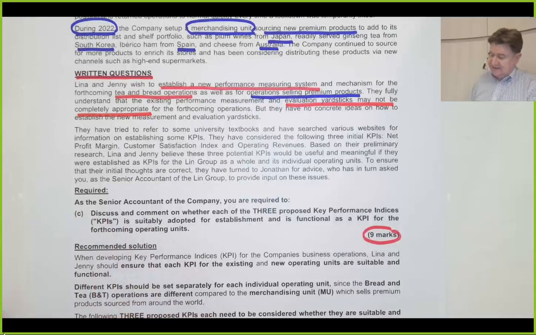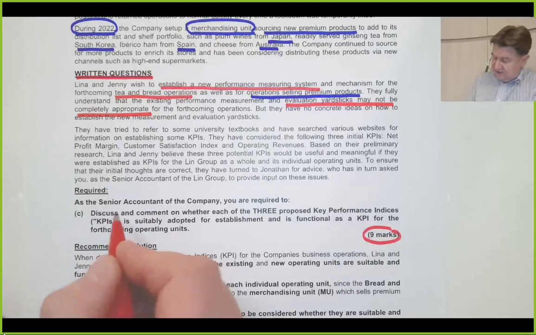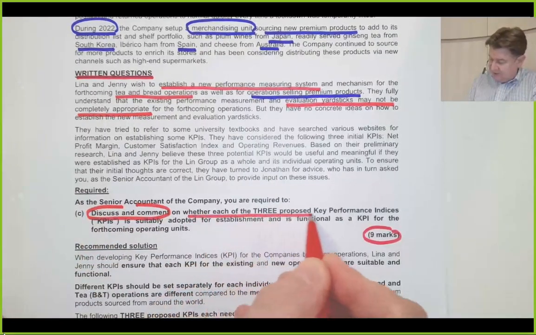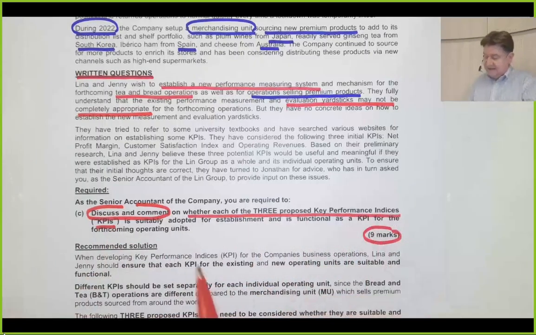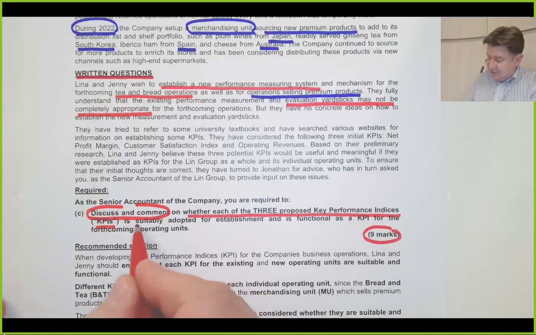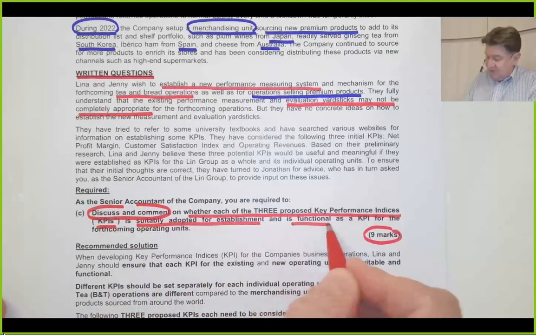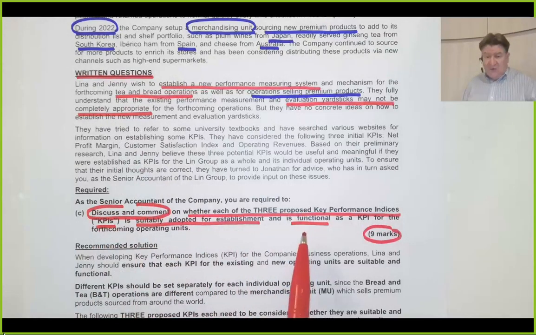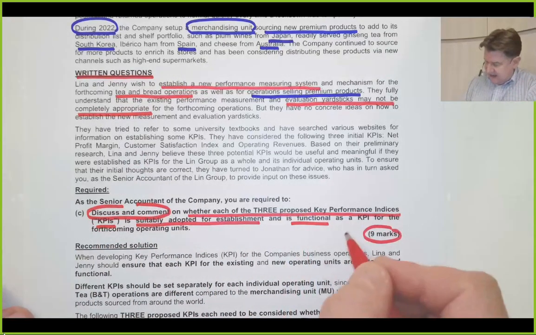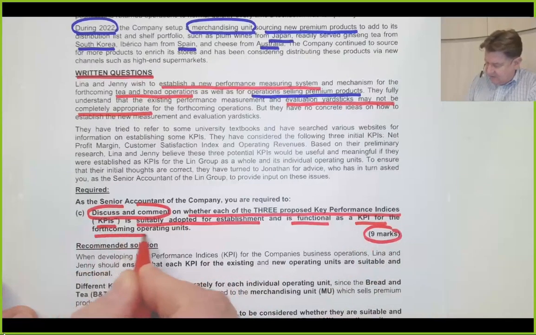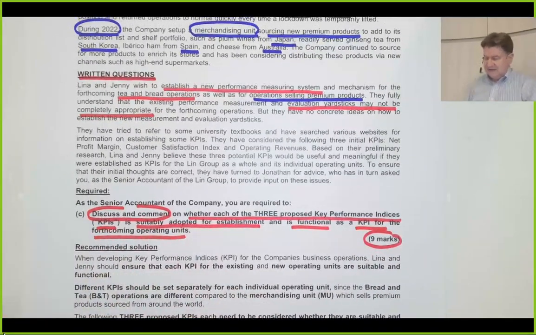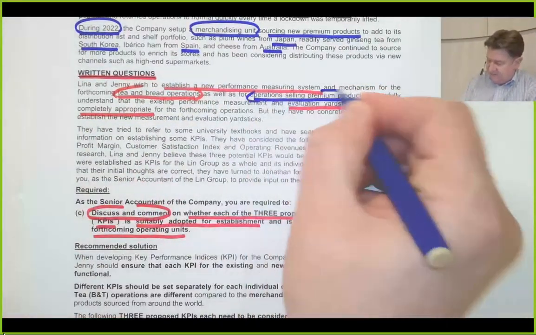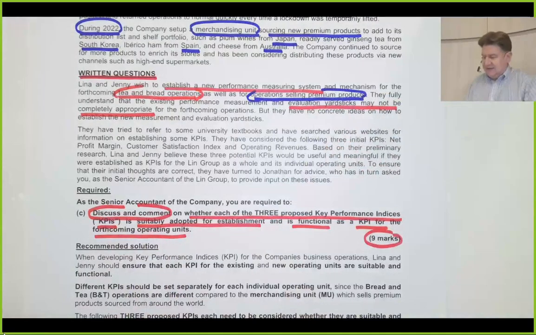They're asking us here, it says as a senior accountant of the company, you're required to discuss and comment on whether each of the 3 proposed KPIs, or here they're calling them indices, are suitably adopted for establishment and are functional. So in other words, are they appropriate? Are they suitable? Functional means could they work as a KPI for the forthcoming, and we're told here, operating units. So if we go back here, look, you can see they mentioned here about the operations. So we've got here, this is premium selling, bread and tea operations.